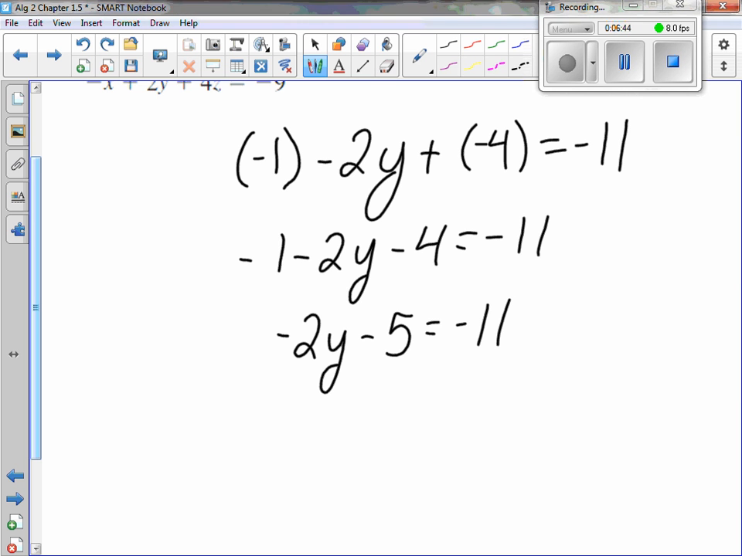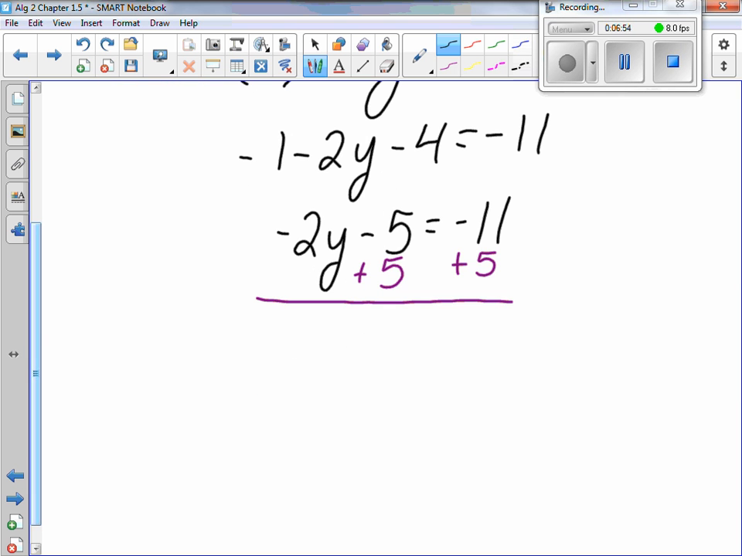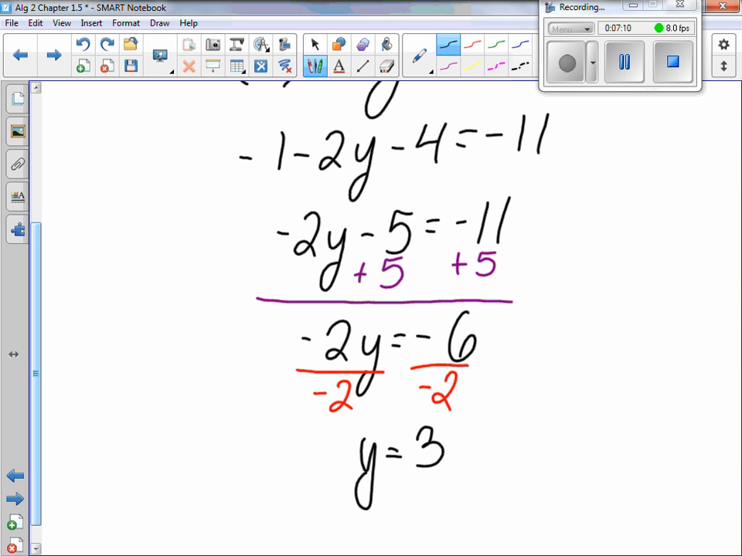Our next step would be to add 5 to both sides. So when we add 5 to both sides, we get negative 2y equals what? Negative 6. And from here, we can divide both sides by negative 2, and we get y is equal to 3.